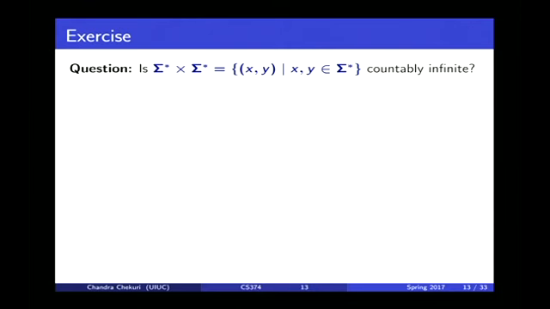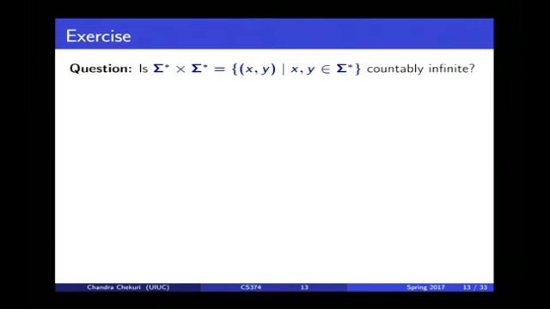So my numbers are 1, 2, 3, and so on. Can you use the same trick to argue that the set of rationals is countably infinite? How should I order tuples? You've seen this in 173, so it's not completely new, but I'm just recalling.